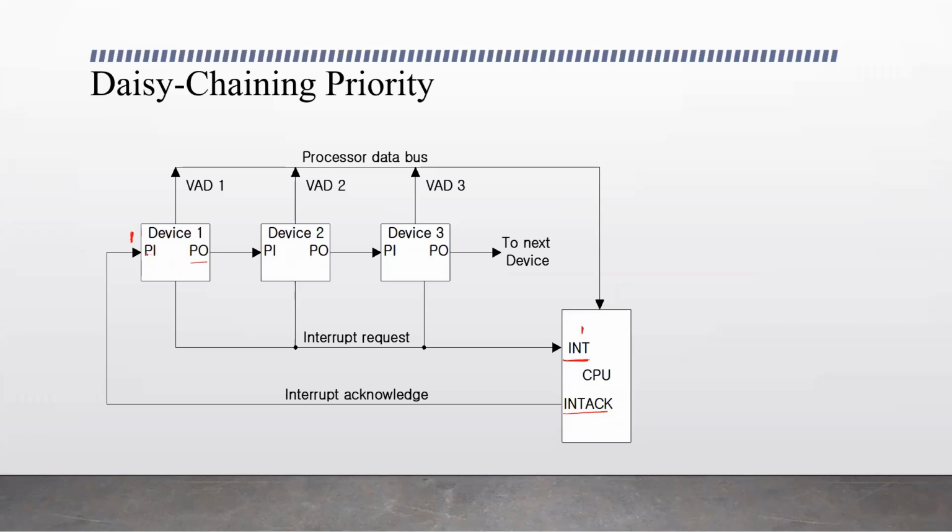So how is it done? It is received in the priority input. The priority input of device 1 is 1 initially. If this device does not have any interrupt request to the CPU, it places that 1 in the output line as priority output, and that is received by device 2. This is the signal sent by the CPU, the acknowledgement signal. It is passed on to the next device.